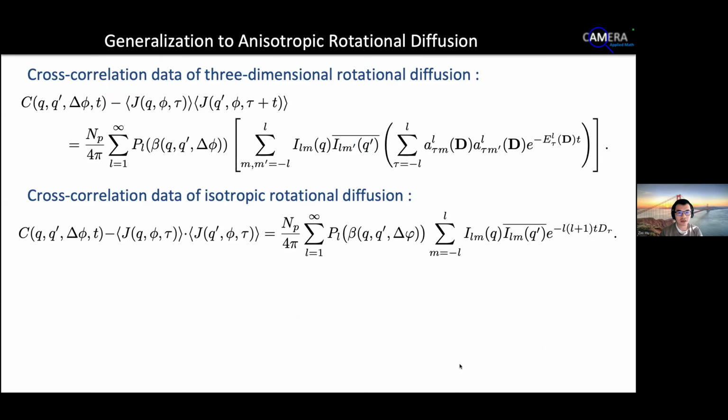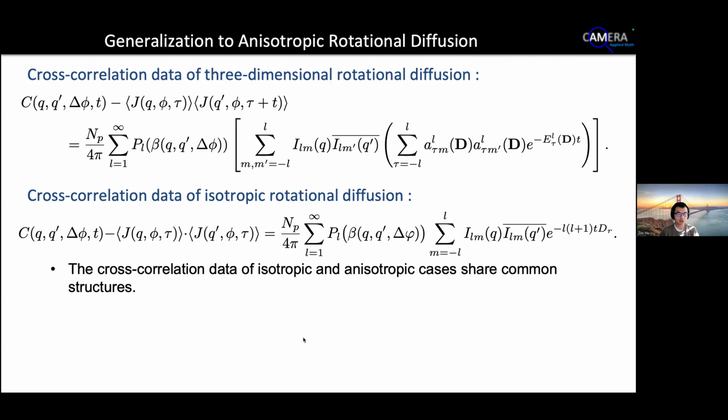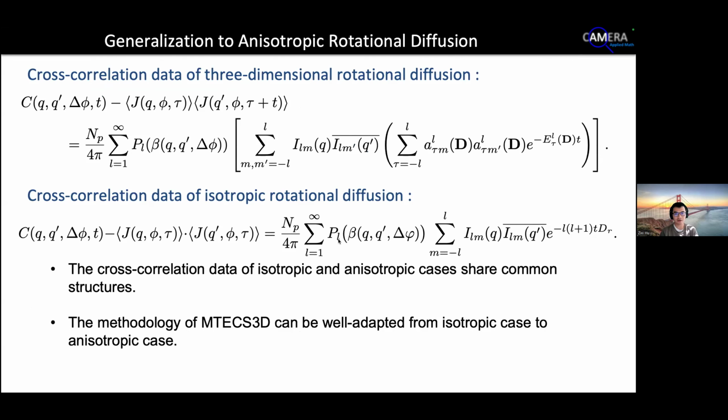For the sake of convenience, I copied the formulation of the isotropic case here. By comparing them, we see both equations share a common structure: P_L, the associated Legendre polynomials, and Y_LM, the spherical harmonics. These parts are the same. So the methodology of MTEX can be well adapted to tackle both the isotropic case and the anisotropic case. We can also try to decompose the overall optimization into a series of subparts. In fact, the technique we developed for the correlation noise projector and the band limiting projector can be reused here.